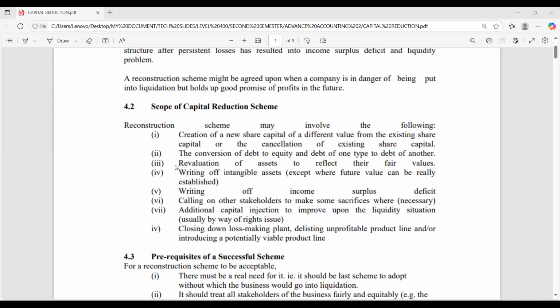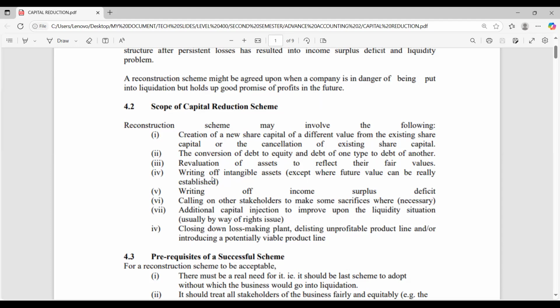Then the next one is writing off income surplus deficit. That means that when we start preparing the capital reduction account, and there is a deficit in the existing financial statement, you will have to debit every deficit. So the first thing, whenever you are given a reconstruction to prepare in your paper, is to open a capital reduction account. In that account, any intangible asset that is going to be written off must be debited. Then any income surplus deficit must also be debited. So just have this at the back of your mind.